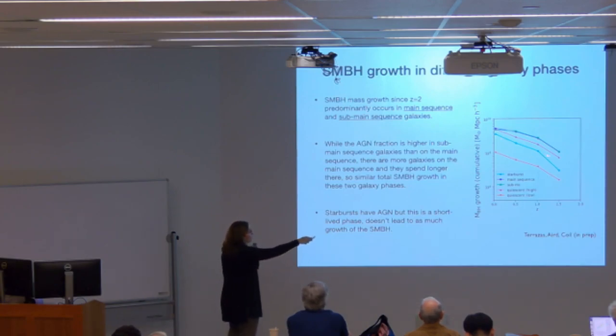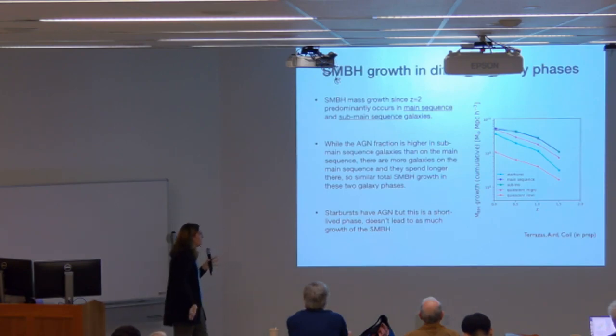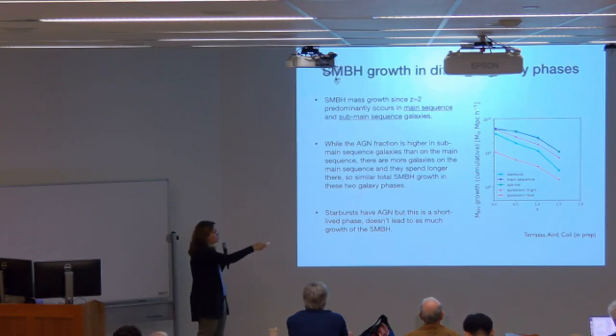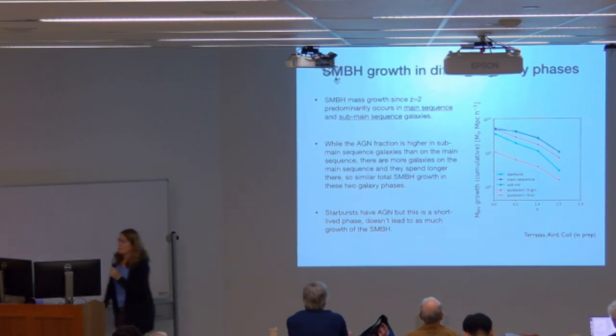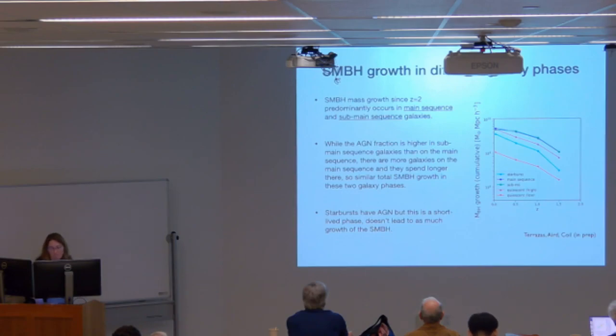Starbursts, we were like, why are starbursts so low? They have AGN, and they have bright AGN, but it's a short-lived galaxy phase, so it doesn't lead to as much growth of the black hole by redshift 0.